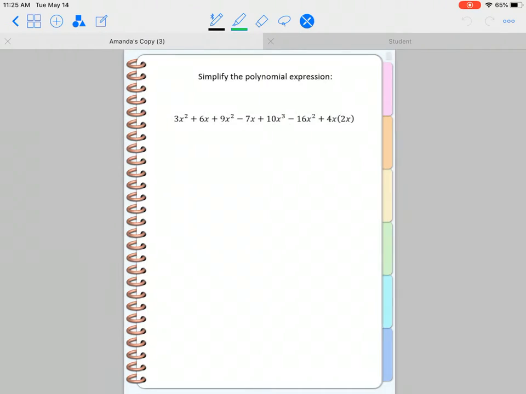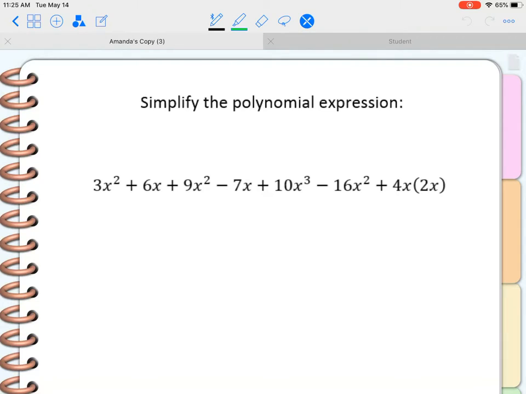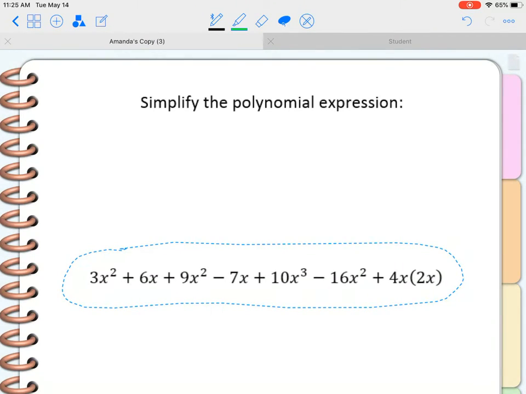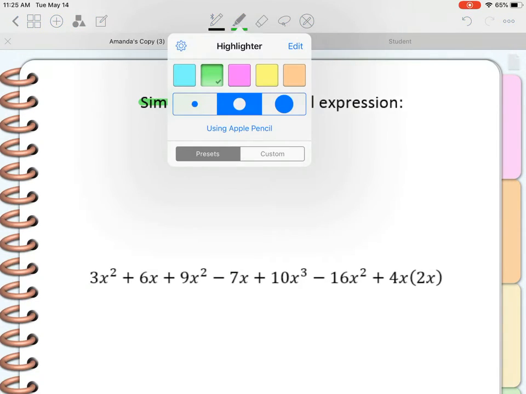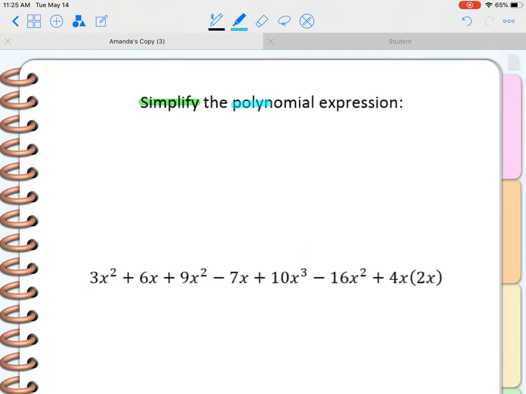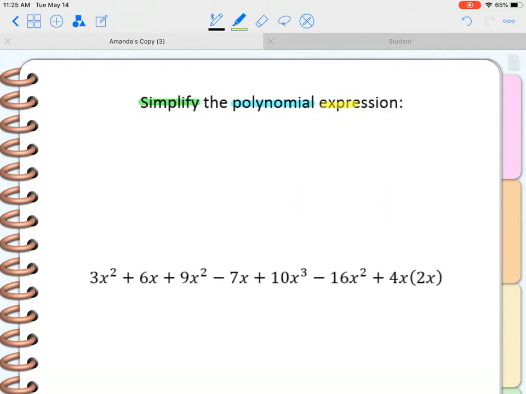Okay, the first thing is the direction set that we need to look at, and it says to simplify the polynomial expression. So before I even get to this part, I'm going to pull that down a ways. I want to focus on what the directions are saying to me. There are three main parts here: simplify, polynomial, and then the word expression itself. Let's break that down.